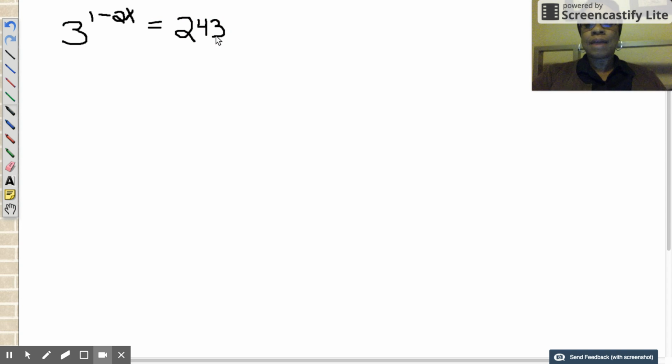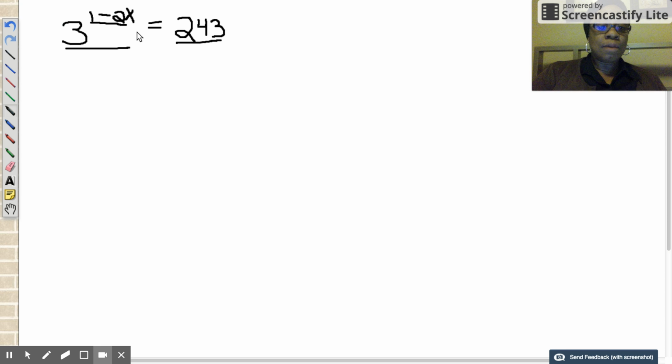All right, we have 3 raised to the 1 minus 2x equals 243. Okay, now we have two situations here where we have an exponent on this side and we have a whole number on this side. But here's the thing. We have to get this 1 minus 2x out of the power position, okay? We can't solve for x with it in that position.